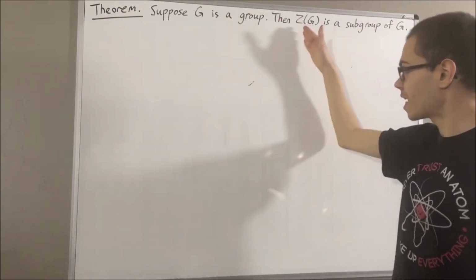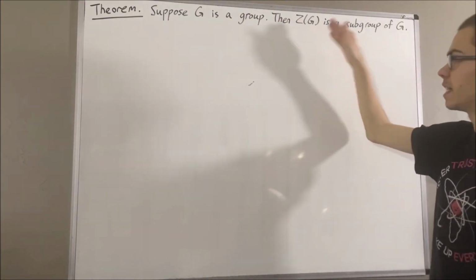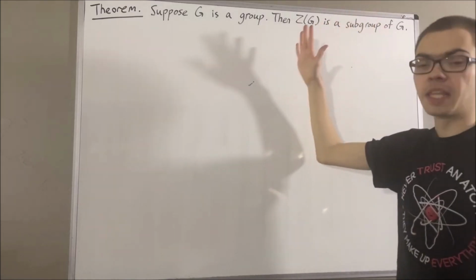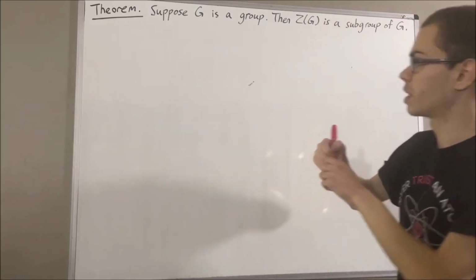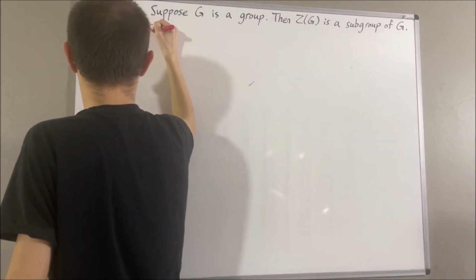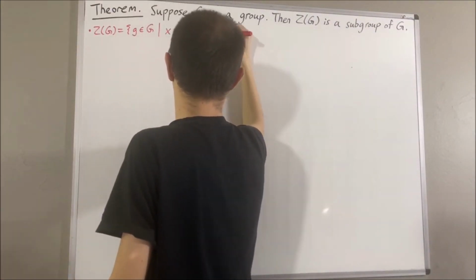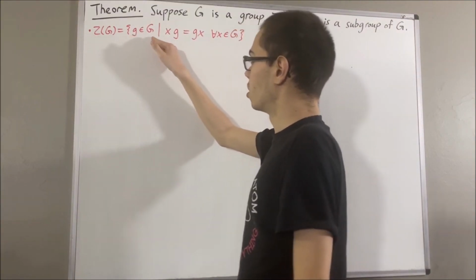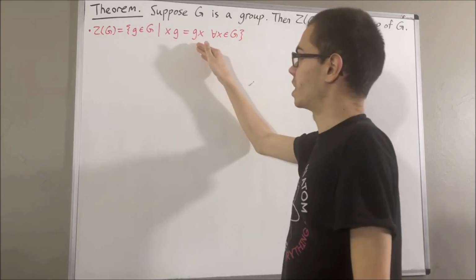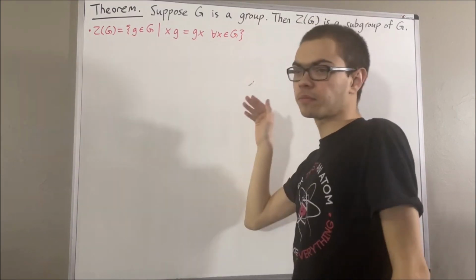Now, the center of G is the set of elements in G that commute with every element of G. In other words, the center of G is the set of elements g in G with the property that xg is equal to gx for all x in G.